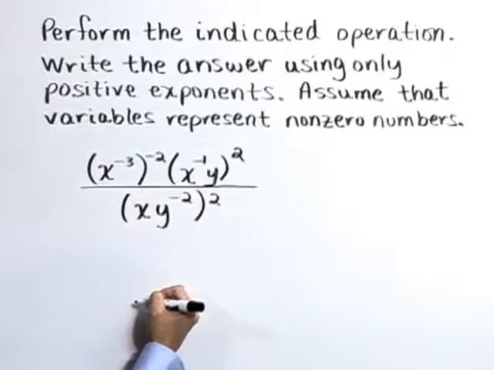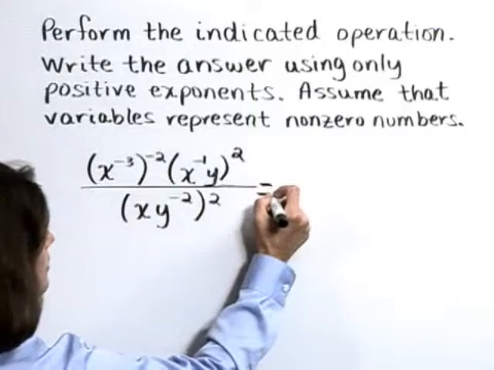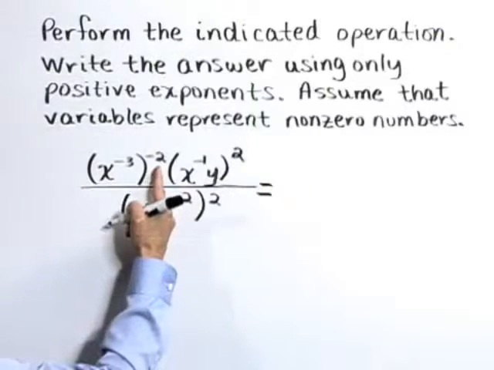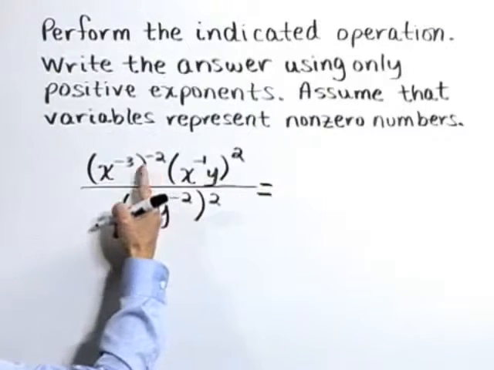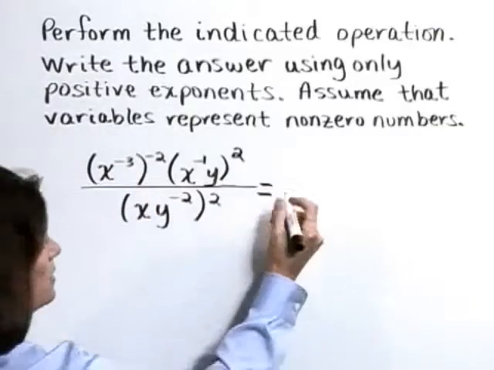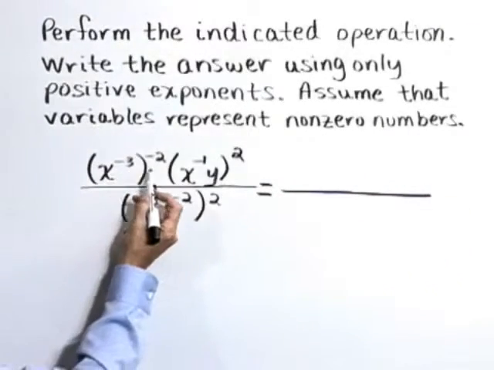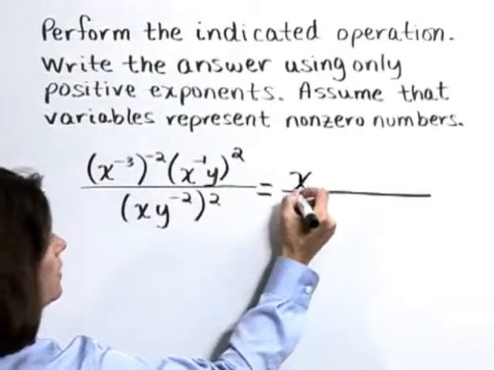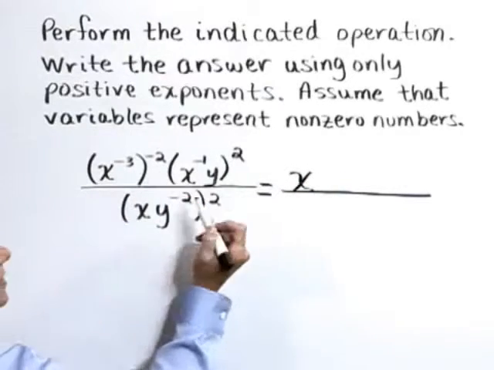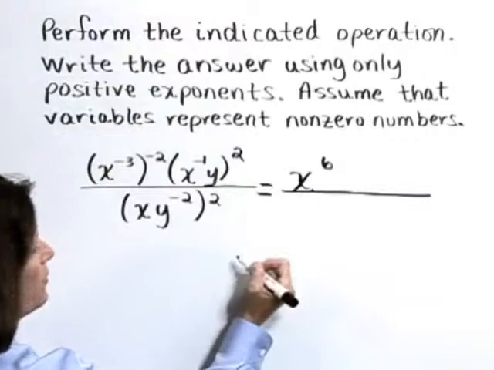to the second power. Let's start simplifying by taking care of our outer exponents first. When we raise a power to a power, we multiply those exponents. So in the numerator, x to the negative 3 raised to the negative 2 is x to the negative 3 times negative 2, or positive sixth power.